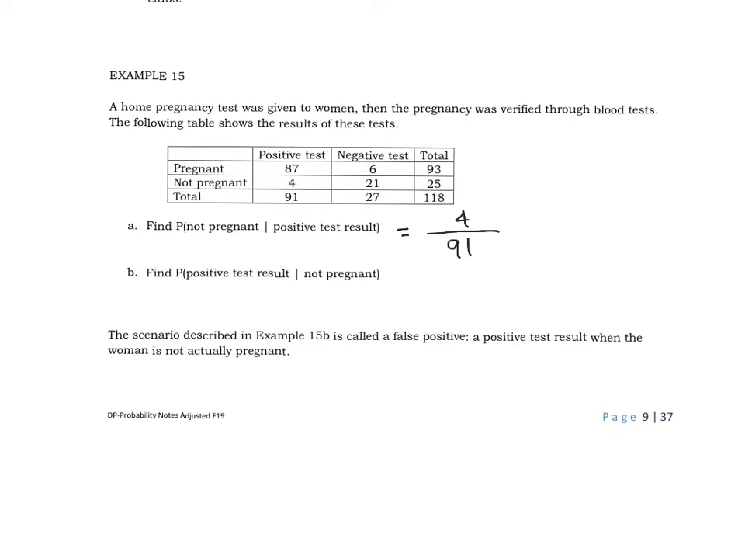B, find the probability that there was a positive test result given they were not pregnant. So again, this is a conditional probability that will change the number of outcomes. The total that were not pregnant was 25. How many of them had positive test results? 4. So the scenario described in example 15b is called a false positive. Think about it. They were not pregnant, but they had a positive test result. So it was positive, but it was wrong because they were actually not pregnant. We'll talk about false positives and false negatives a little bit later on.